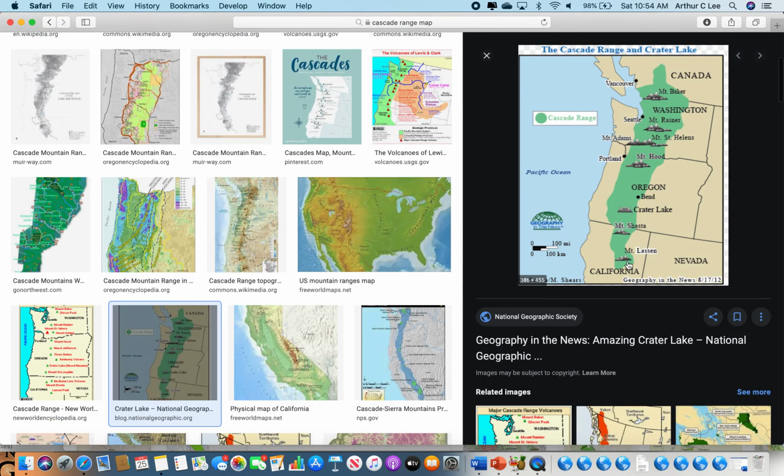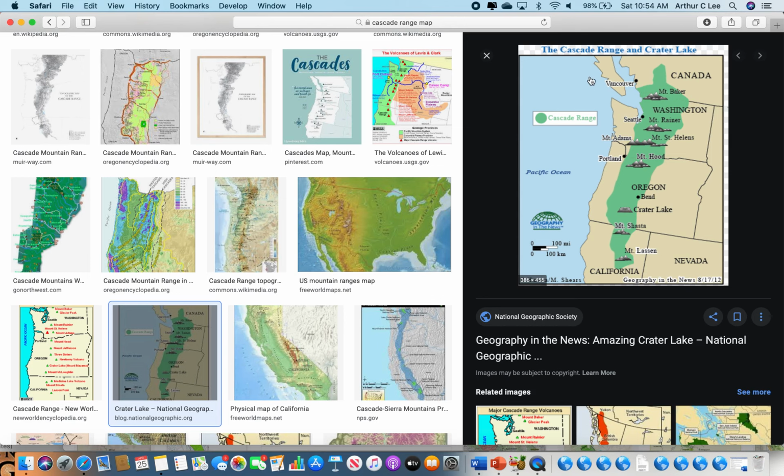They start here in Northern California with Mount Lassen. Then they go to Mount Shasta, Crater Lake, Mount Hood, Mount Adams, Mount St. Helens, which is famous for erupting in 1980, Mount Rainier, and Mount Baker, and all the way up here, they didn't show it, Mount Garibaldi near Vancouver. So they go from Northern California to the southern part of British Columbia, which is a province of Canada. This is called the Cascade Mountain Range.